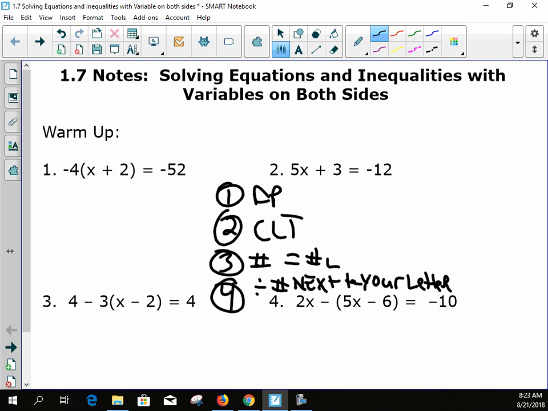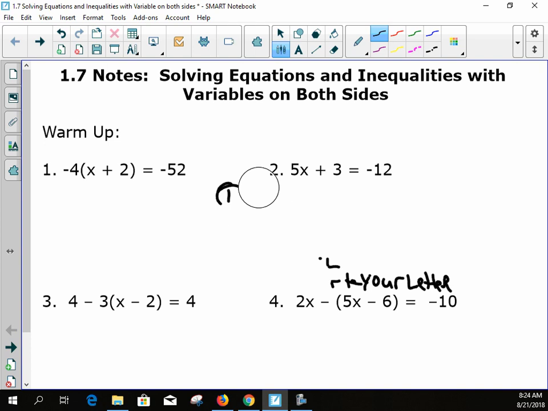Except now when we move things, when we get numbers on one side, numbers with letters on the other, you could have numbers with letters on both sides. That's the only difference here. And you move them just like you move numbers without letters.